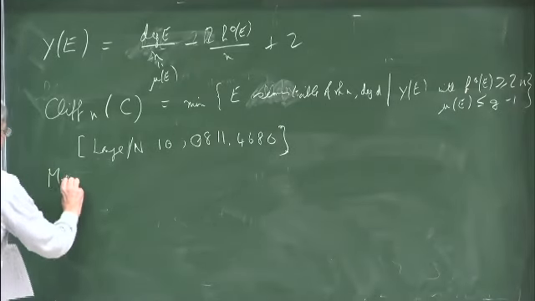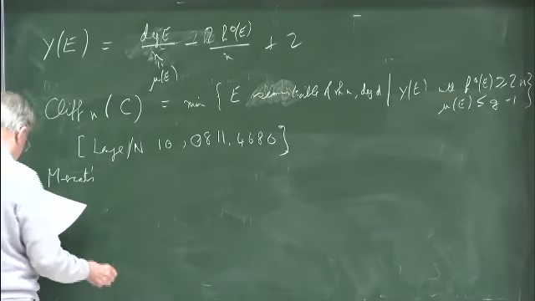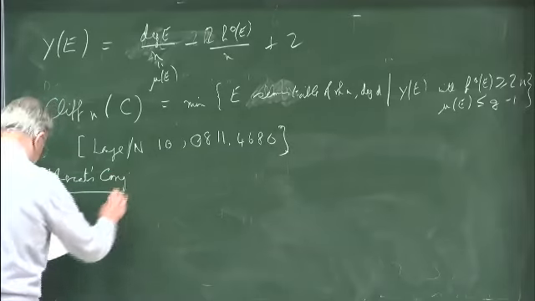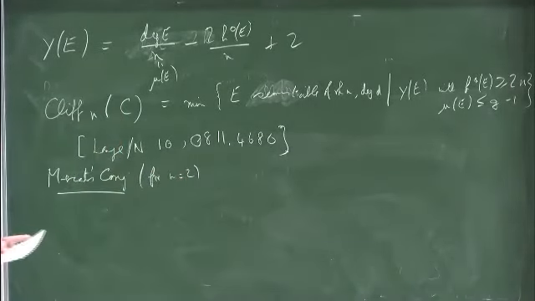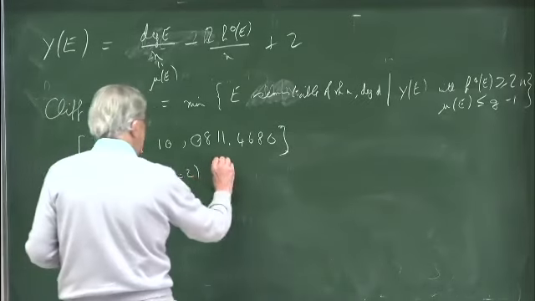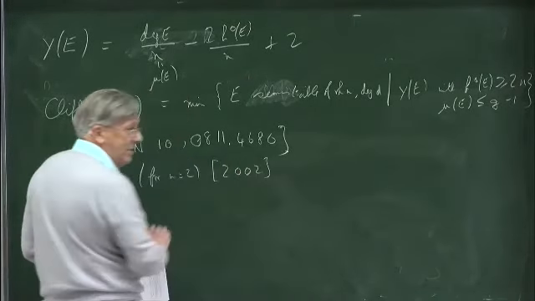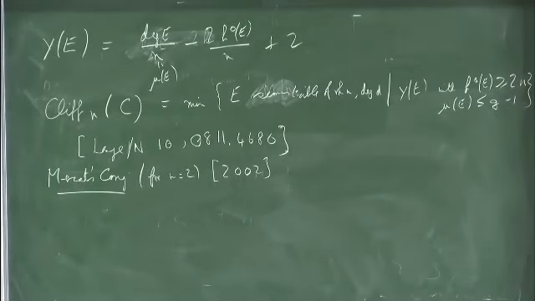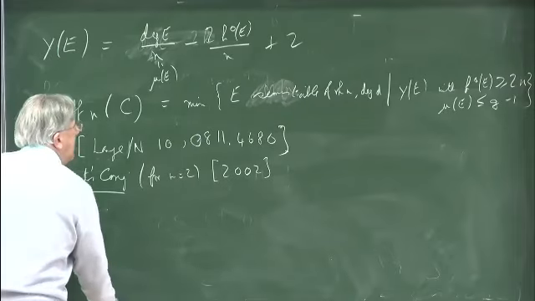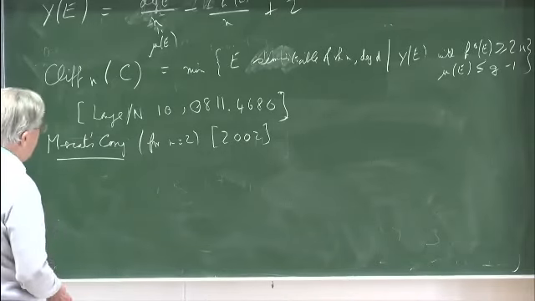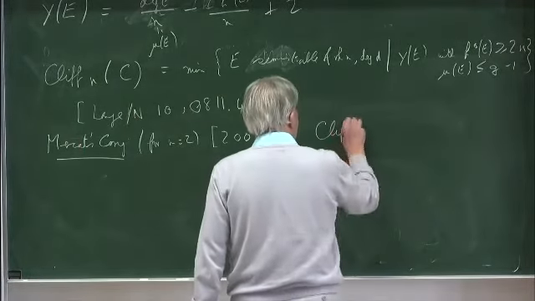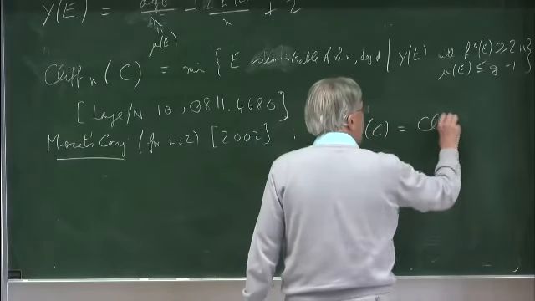And the final thing I want to mention before I actually go on to talking something about the construction is Mercator's conjecture. Well, I'll state it for n equals 2, needs a slight modification for n greater than 2, and the paper publishing this was 2002. And again, I think he obtained evidence for this conjecture several years before, and that is quite simply that Cliff 2 of C equals Cliff of C.